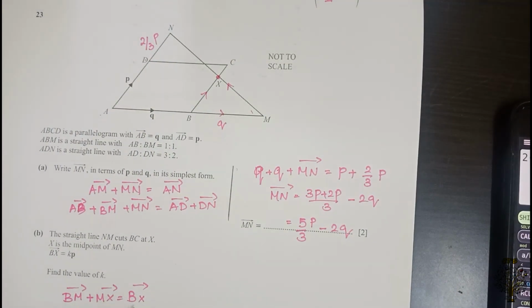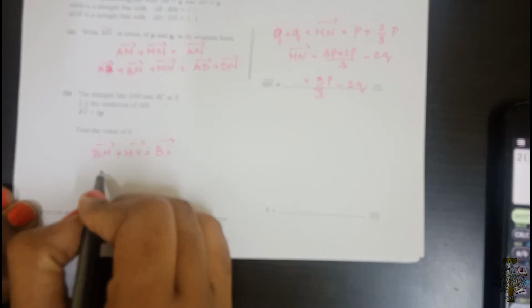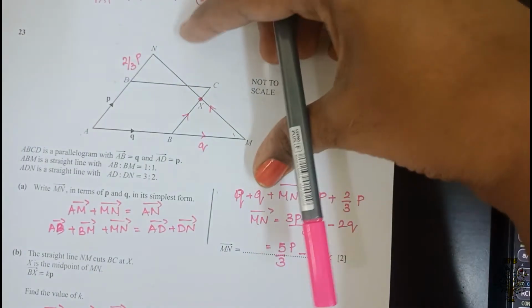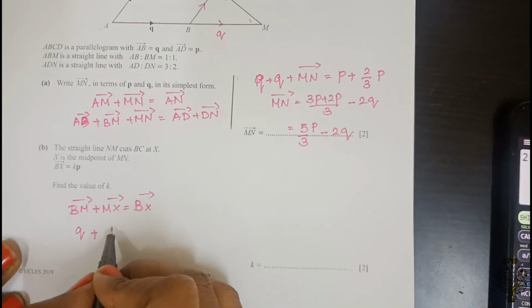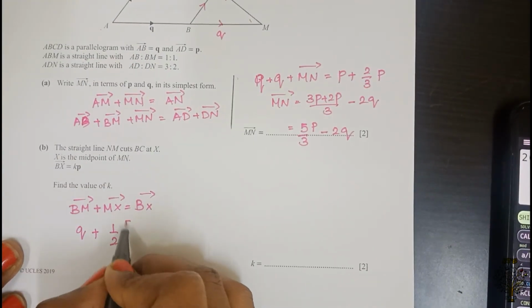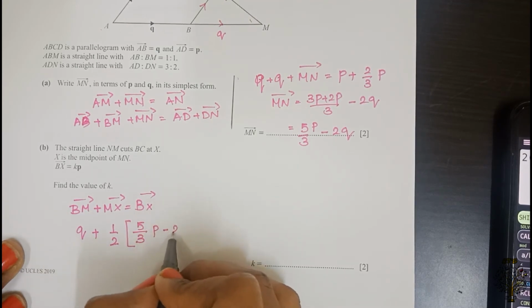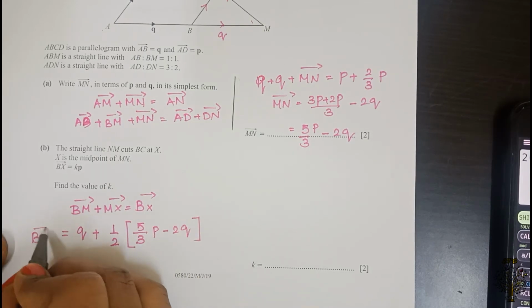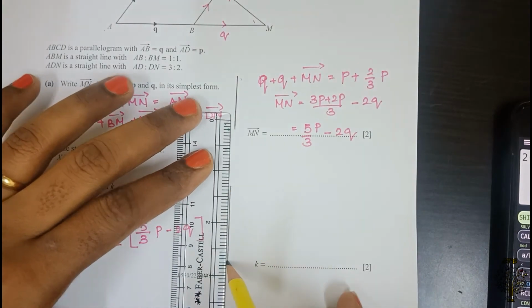Now we are going to find what is BX vector value. Now BM is Q. I'm just going to substitute here Q plus MX, which is half of MN. We have MN here, so I will write this as half of MN's value, 5 over 3 P minus 2Q. This is going to represent your BX vector. So we are just going to simplify this.